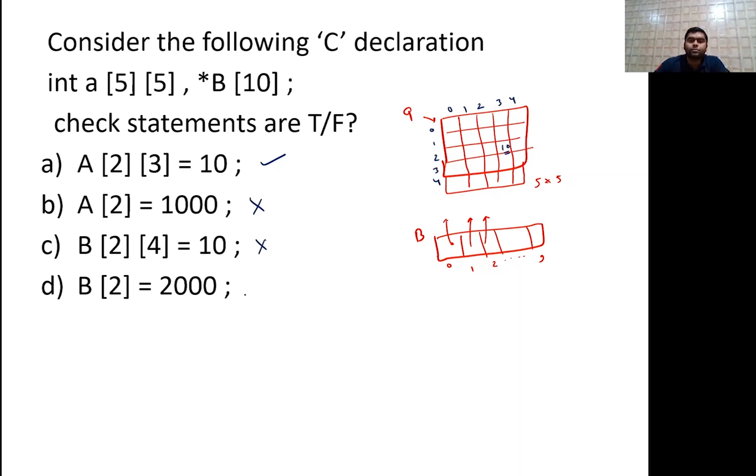And b of 2 is going to be 2000. Yes, of course, it may be 2000. So it can point to some 2000 location. So this is a correct statement. This first statement is correct, second is false, and third statement, observe very carefully, it is correct only. Why? Because b of 2, so what is b of 2?